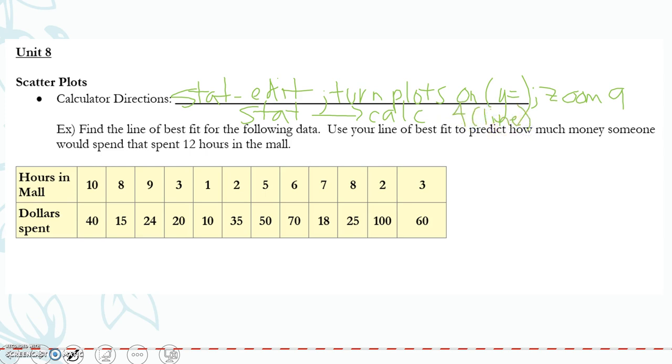If it looks like a quadratic, so a U, draw a U shape if you don't know that, you hit 5. And if it looks like half a U, an exponential, then you hit 0.